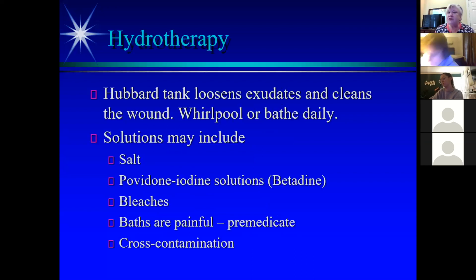So what do we do? First of all, hydrotherapy. They usually need to wash their wounds at least once a day. If they go home, they should shower once a day. And they go in the shower and they should scrub their wounds once a day. If they're in the hospital, we typically put them in the whirlpool tank, and it's called a Hubbard tank, once a day. And we scrub the exudate off of their wounds. Probably this is the part of the burn unit that I hated the most. We would put them in this tank, and we'd either have betadine or salt or Clorox in the water, just depending on what the patient needed, or vinegar.